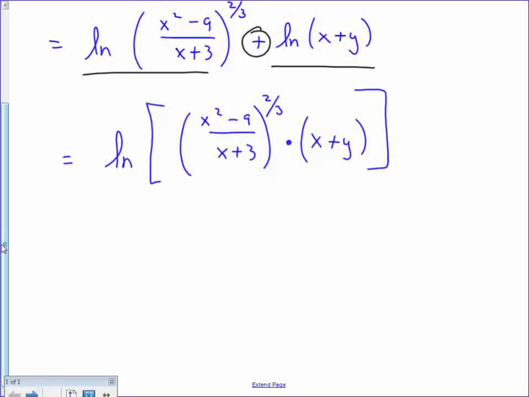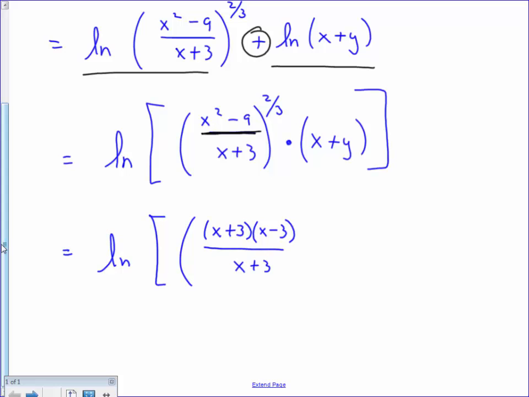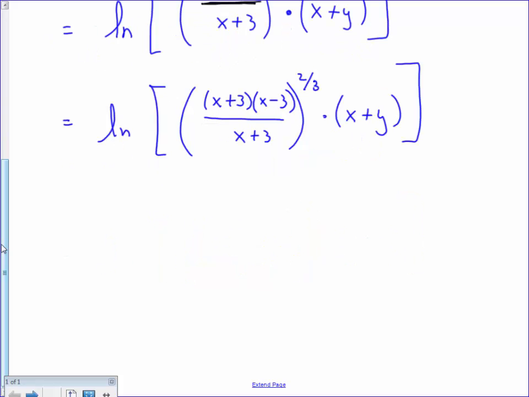However, on the inside there's some simplification that you can do algebraically. Notice that this x squared minus 9 on the top would factor. Okay, so inside that group it would factor into x plus 3 and x minus 3, and keep the x plus 3 on the bottom. Make sure you keep the 2/3 power on the outside. And then you just have the x plus y. You see that I'm careful to use plenty of grouping symbols where I need them. Now I have the x plus 3 that would simplify there.